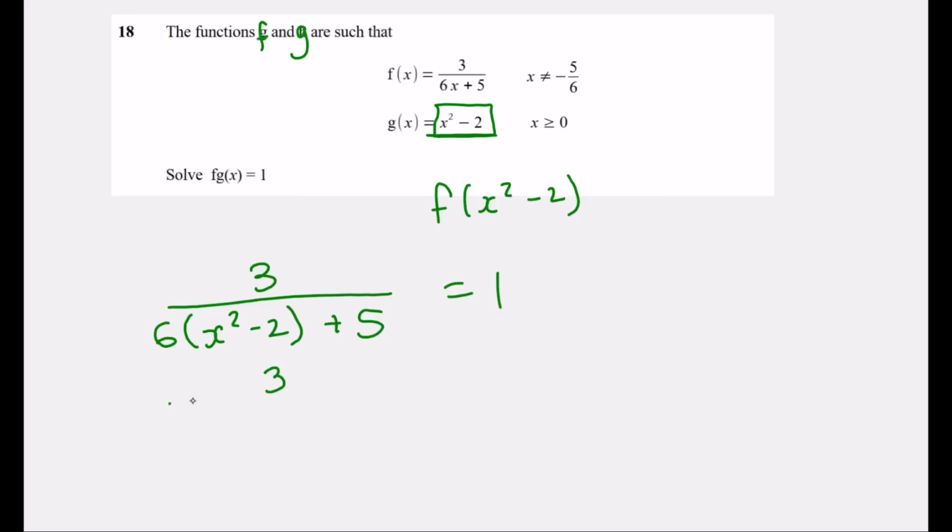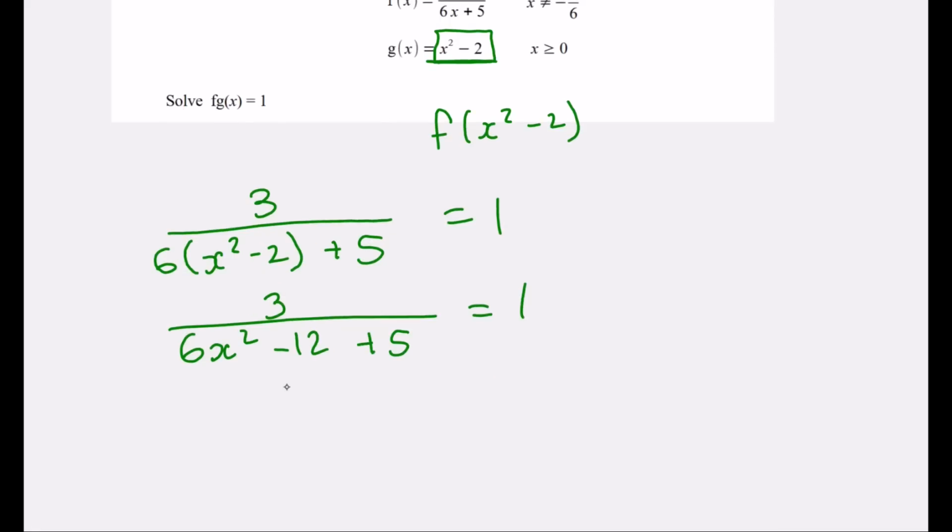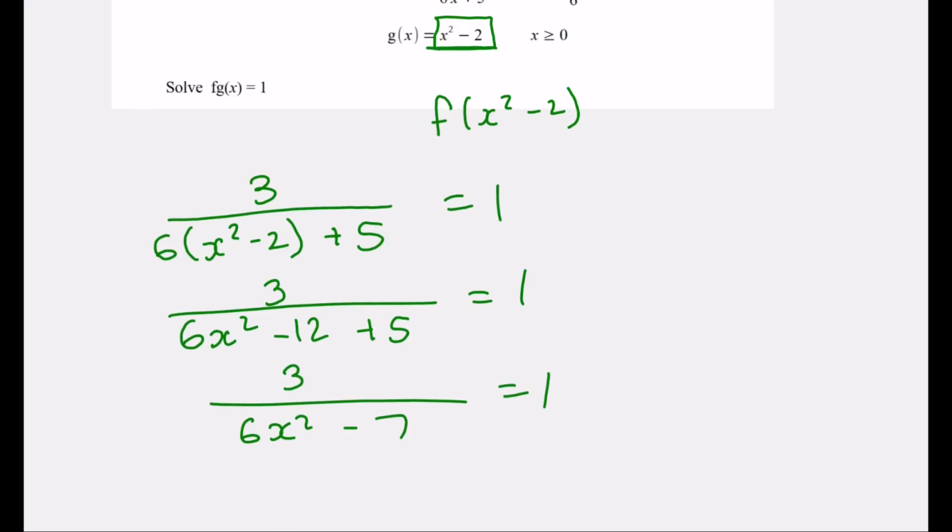Expand the bracket first. 6 times x squared is 6x squared. 6 times negative 2 is negative 12. And then collect the like terms. Negative 12 plus 5 is negative 7. Multiply both sides by 6x squared minus 7. We just want to get rid of that fraction. So we get 3 equals 6x squared minus 7, because 1 times 6x squared minus 7 is 6x squared minus 7.